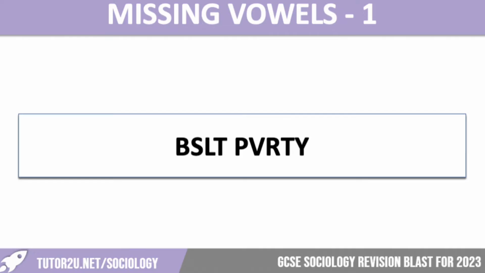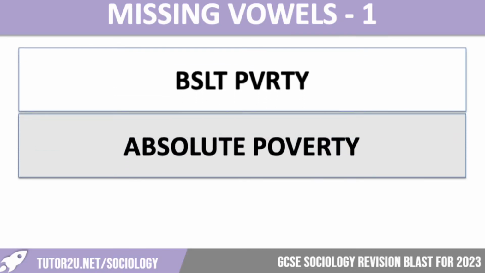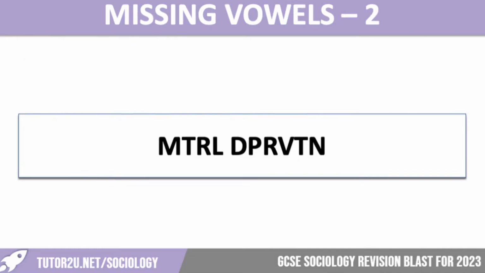So, have we worked out what this first word is? Let's have a look. It is absolute poverty. So when your basic needs are not met. So for example, you might not have enough food or clean water. So things that we think are people's human rights. Okay, number 2.